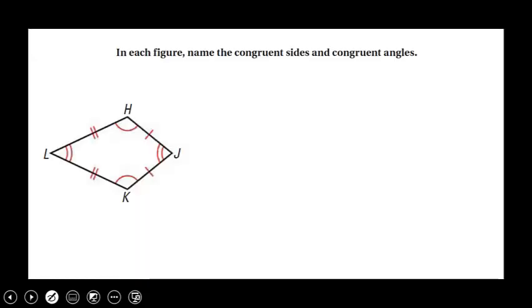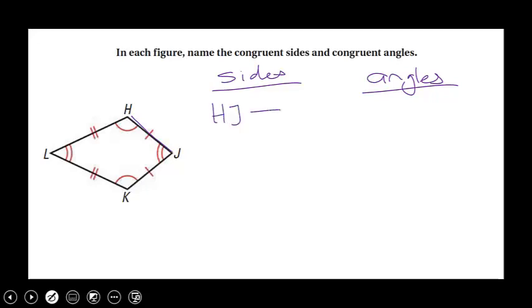Guided practice. In each of the figures that follow, name the congruent sides and the congruent angles. So we are going to do sides and we are going to do angles. All that you need to do is to name them. Let's start with the side that has one slash, and that would be this side over there. So we know that HJ has one slash, and it is congruent to another side that has one slash, JK. HJ is congruent to JK.